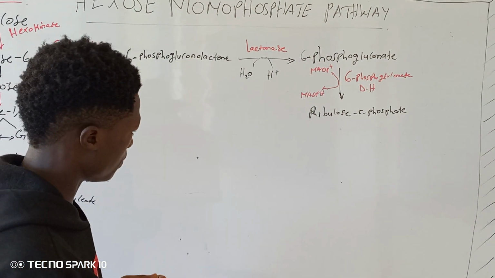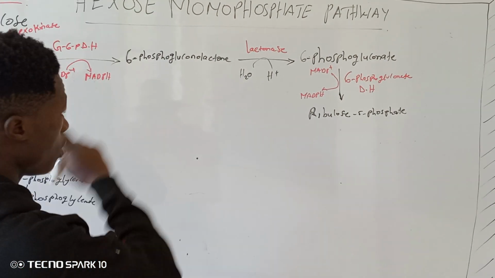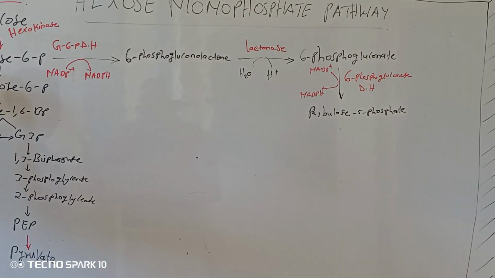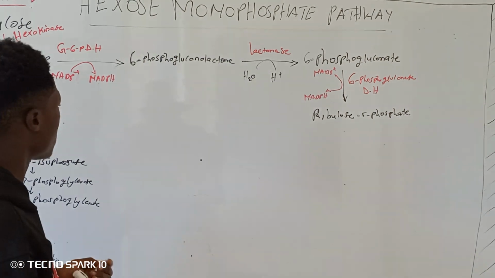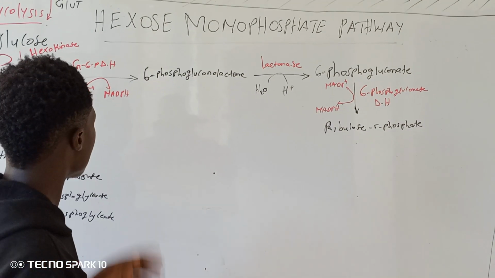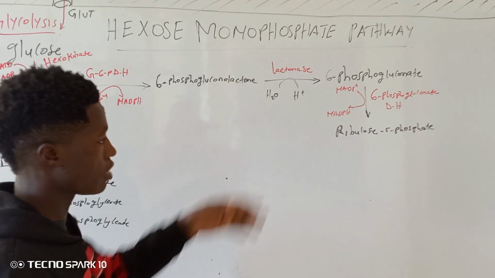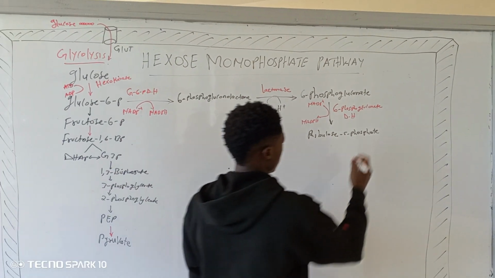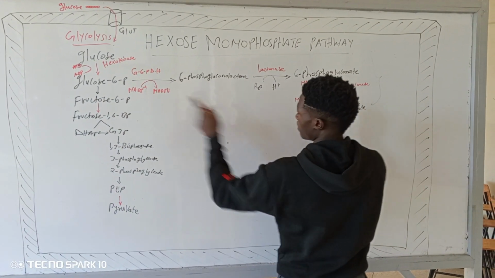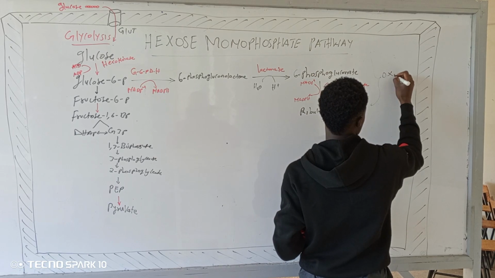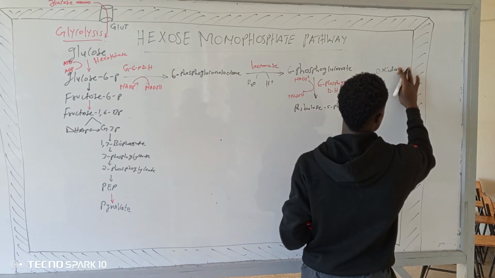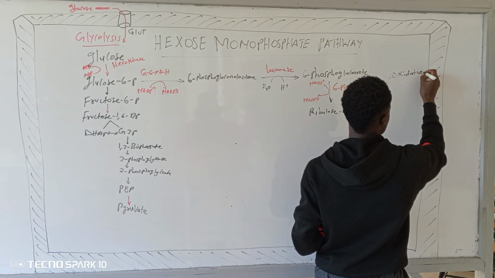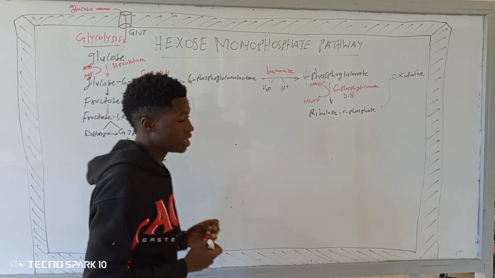Now, let's proceed. All these things that we have done from 6-phosphogluconate until ribulose 5-phosphate, this part here is called the oxidative part, or oxidation part, of the hexose monophosphate pathway, right? So this part is called oxidative. Now we are going to the non-oxidative part.